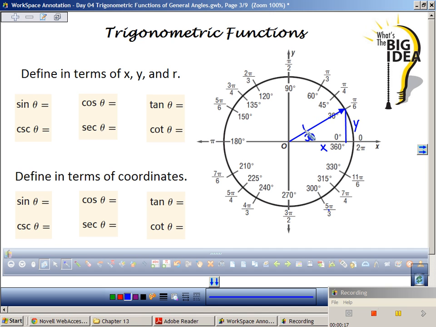Remember, this is r, the radius of the circle. And on the unit circle, what is the radius always? 1. That's why we call it the unit circle. You could have something larger than that, right? But for our purposes, we're going to keep it at 1.